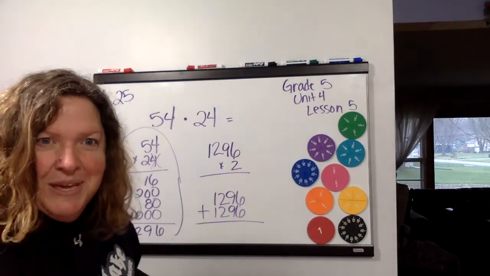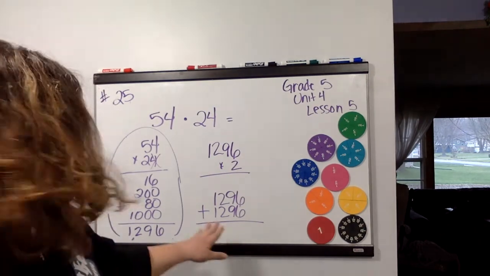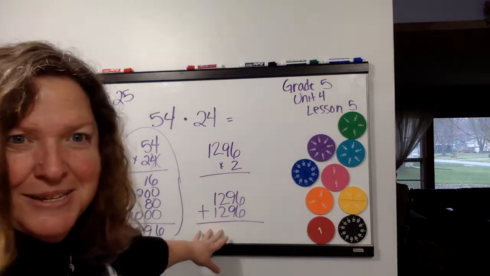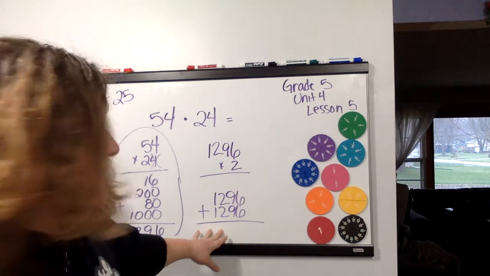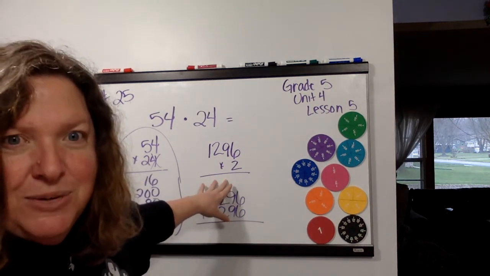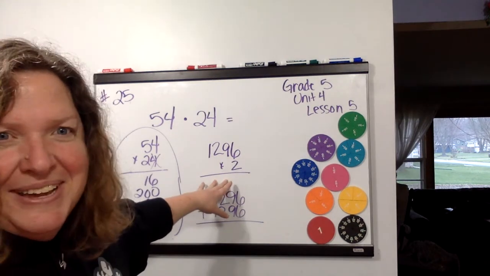or, remember, multiplication is repeated addition. In this case, it might be just as fast to just add them two times. Or you could multiply it by two, either one. In either case, you're going to get your answer.